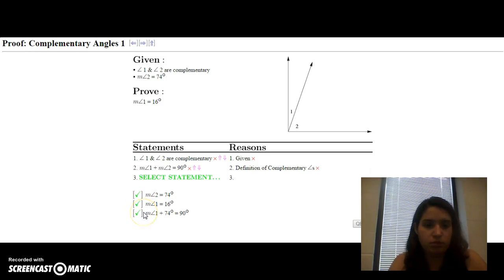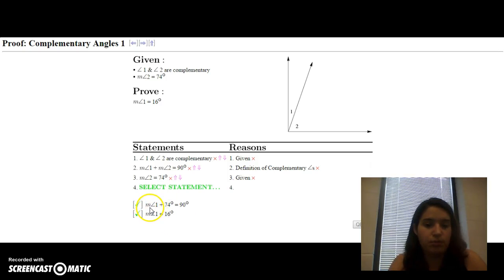My next statement I would do is I'm also given that the measure of angle 2 is equal to 74 degrees. So I would use my second given, because unless I write it in this column, I'm not allowed to use that information. It has to be under my statements in order to be utilized. And that would be given.